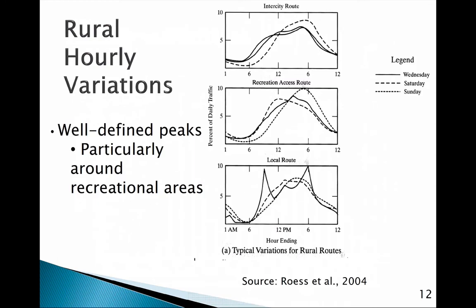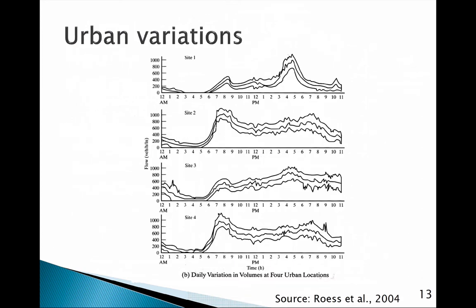And in a rural setting, it depends a lot on where the rural setting is. A recreational site, like in the bottom or the middle there, you can see on a Saturday or Sunday it might actually be heaviest, and it's probably going to be heaviest in the afternoon when there's a lot of recreational activity. But for a local route, it looks a lot like an urban one, like the one on the bottom. There's a morning and afternoon peak. So for rural areas, it depends a lot on who's using those facilities.